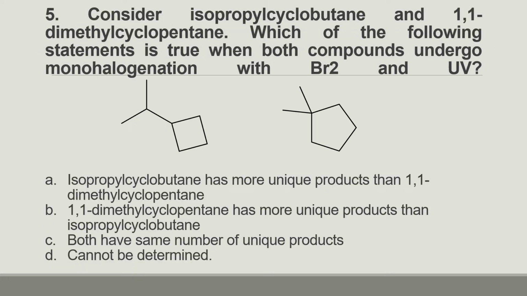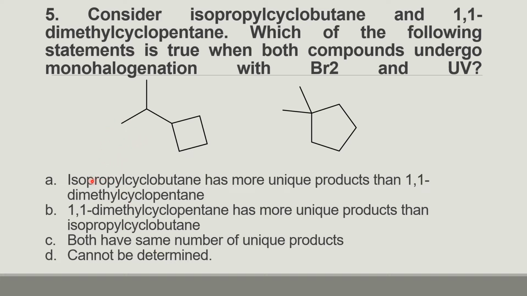Okay. 5. Consider isopropylcyclobutane and 1,1-dimethylcyclopentane. Which of the following statements is true when both compounds undergo monohalogenation with bromine and UV? So, on your left, this is isopropylcyclobutane. Cyclobutane kasi four-sided yung kanyang ring structure. And ito naman, nasa right is 1,1-dimethylcyclopentane. So, alin dito sa statements daw yung true kapag ka nag-undergo ng monohalogenation? Yung Br2 and UV.